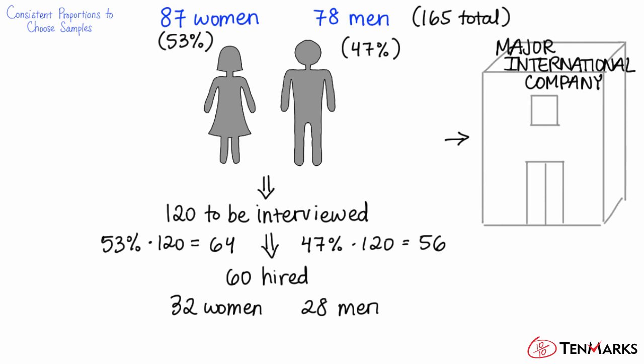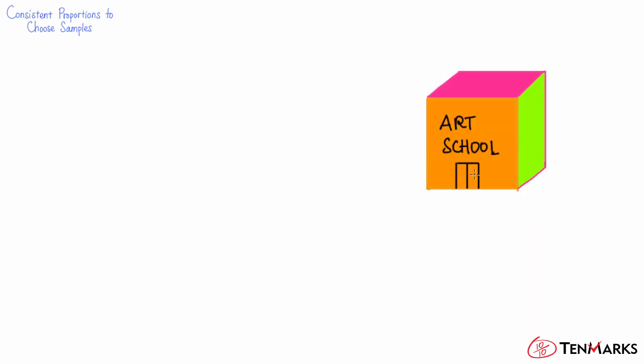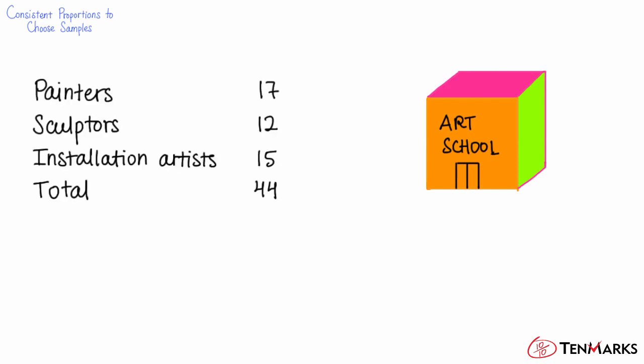Great job! Let's now try a more complicated example. Let's say that 44 aspiring artists applied to art school: 17 painters, 12 sculptors, and 15 installation artists. The school only has capacity, though, to accept 20 students each year. How many painters, sculptors, and installation artists might they accept to reflect the proportions of each type of artist who applied?